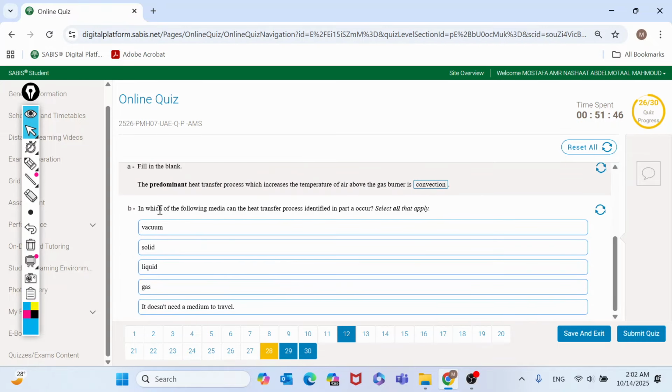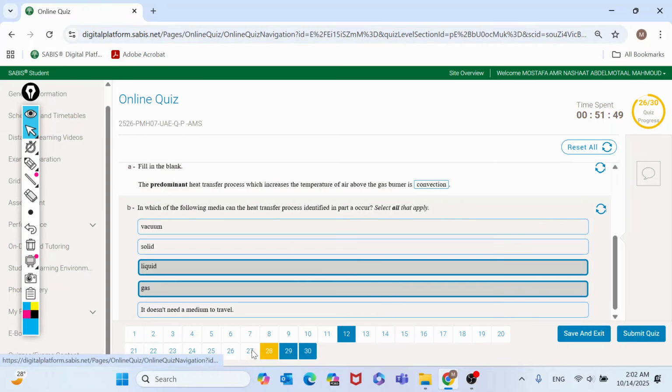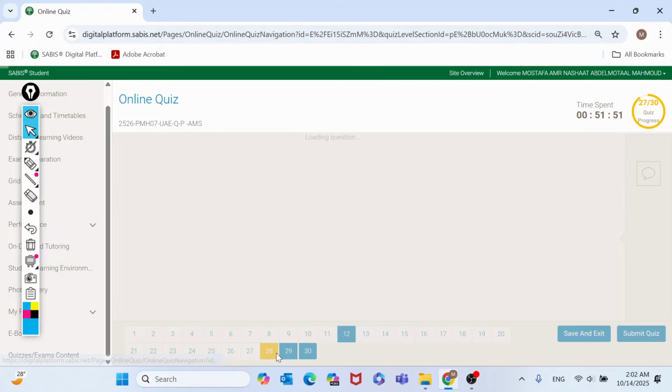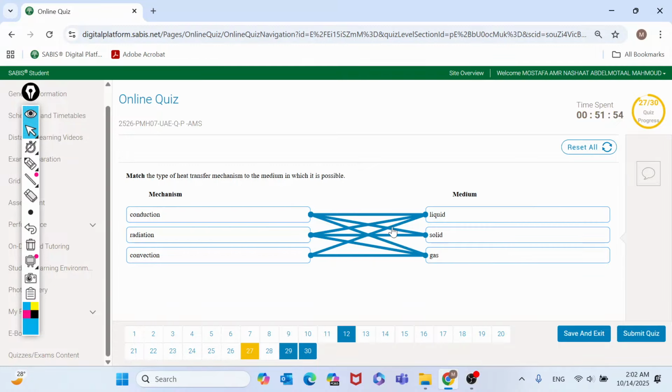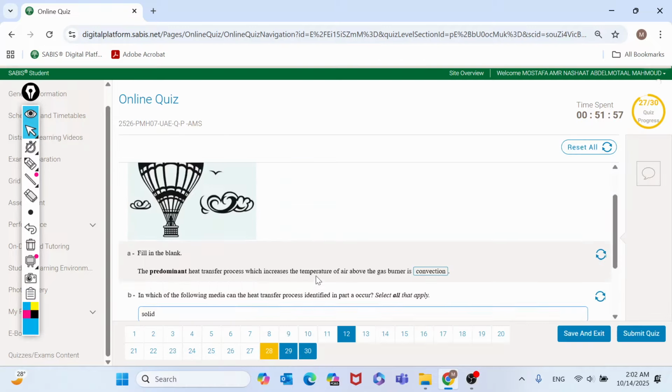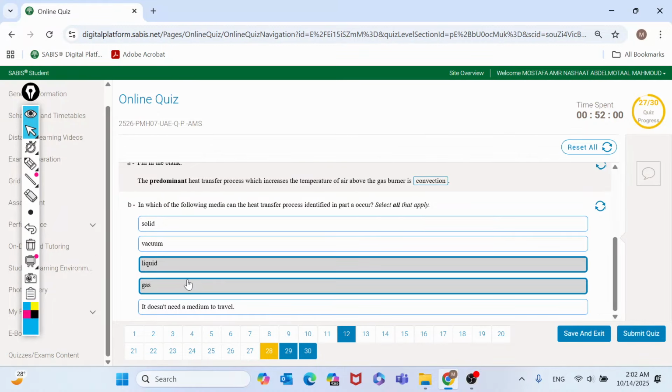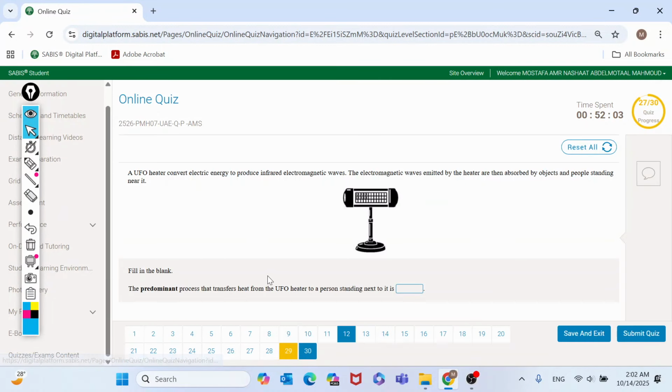Convection, okay. In which of the following media? Liquids, gases, it's just the same as this. Wait, why did they make it like this? It looks so complicated. Some witchcraft. Oh, a UFO heater, yeah, they're just making stuff up now. Converts electric energy to produce infrared electromagnetic waves. Infrared electromagnetic waves are radiation. Also, if they said next to it, then it's radiation, because convection doesn't travel to the side, it goes up. Radiation.